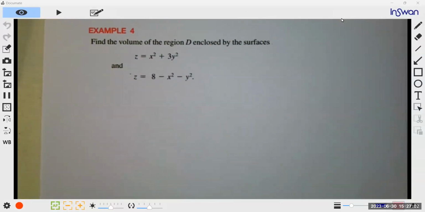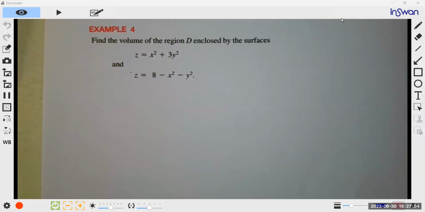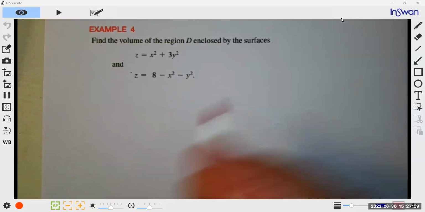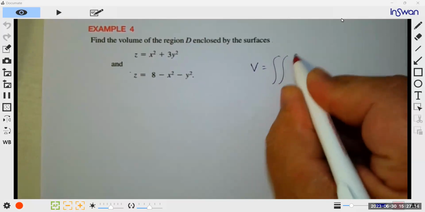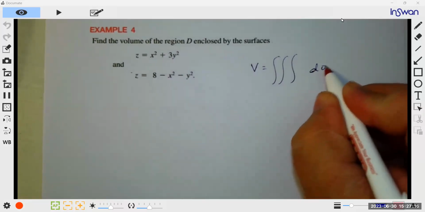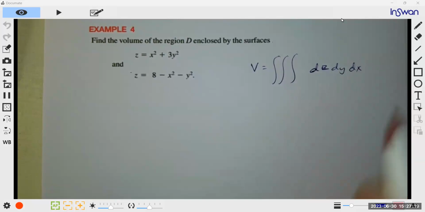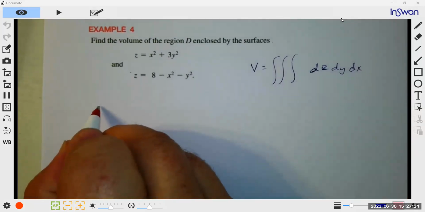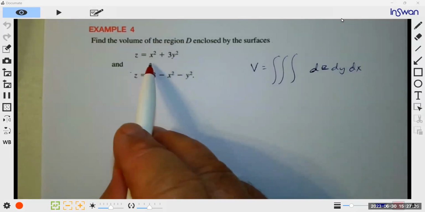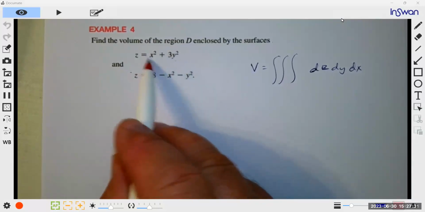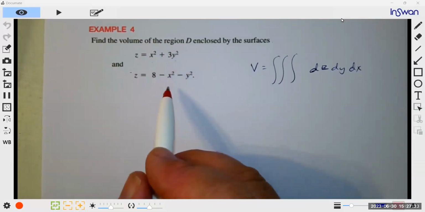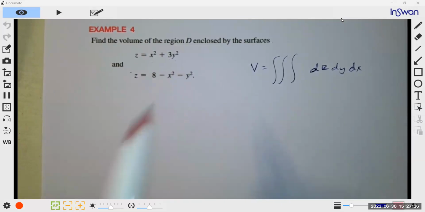Example 4. Find the volume of the region enclosed by the surfaces. We're going to use the triple integral dz dy dx. Okay, first, what's that one going to look like? That's an oval one, and that's the blob above it.